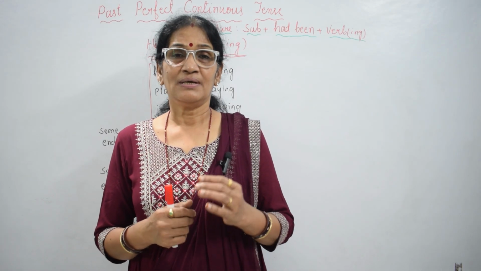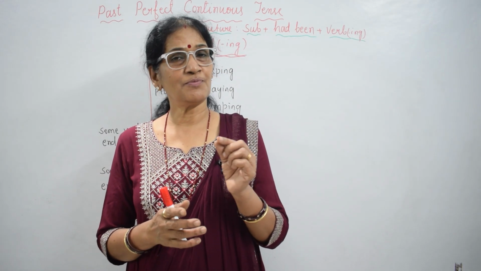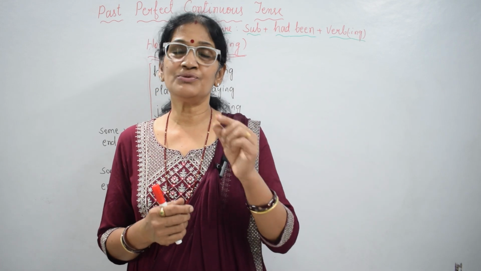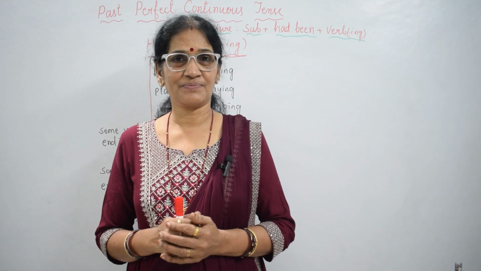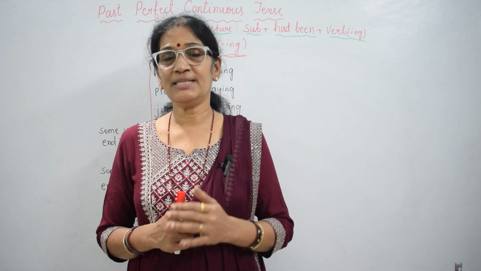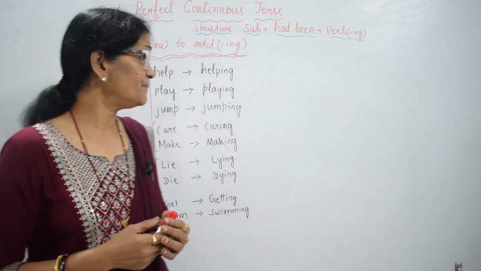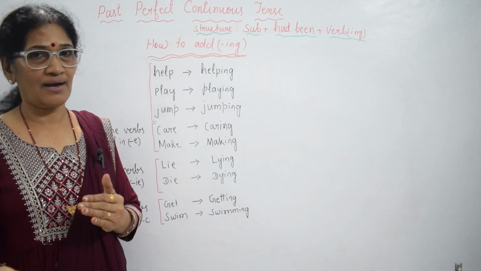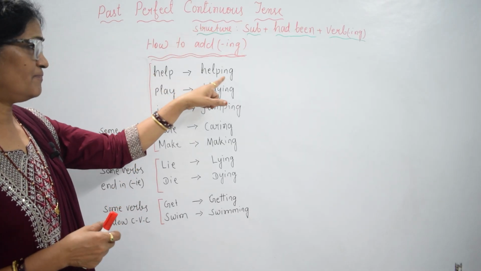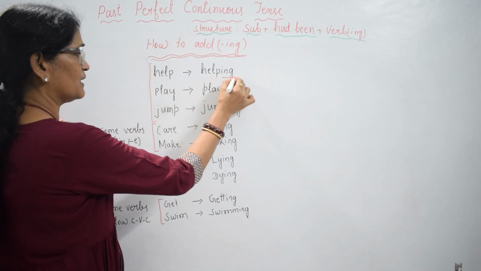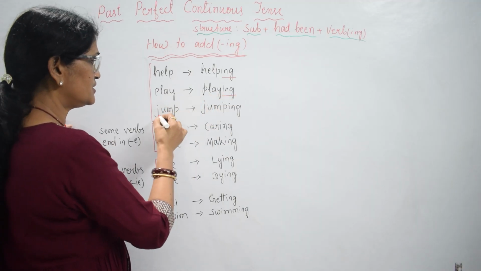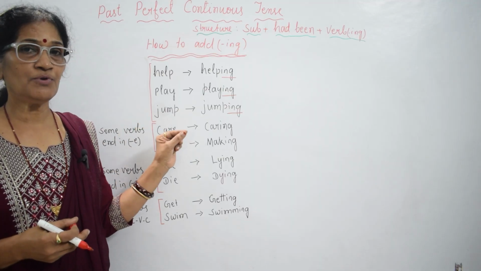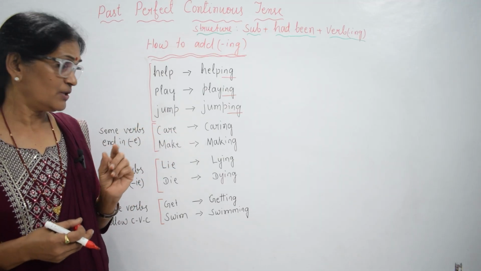We use the ing form of a verb in past perfect continuous tense. We need to make some changes while using the forms of verbs. Those changes are made in the base form of the verbs. Let's see. Normally, we add ing to the verbs to make the ing form. Help, helping, we add ing. Play, playing. Jump, jumping. But in all kinds of verbs, the same rule is not followed.